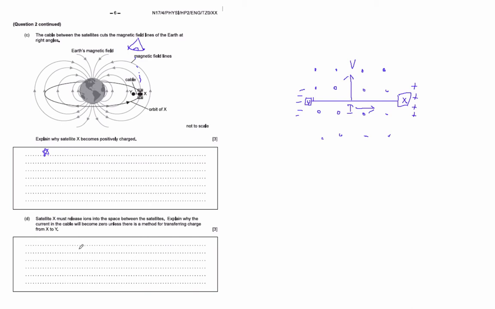Satellite X must release its ions into space between the satellites. Explain why the current in the cable becomes zero unless there's a method for transferring charge from X to Y. Unless there's a method. I'm not sure they understand this. Okay, so let's see. It must release ions into space between the satellites. Explain why the current is less. Well, eventually the charge is going to build up on these satellites. Now, I don't know how it's going to release these ions into space, but maybe they have a way to do that. Let's not worry about that.